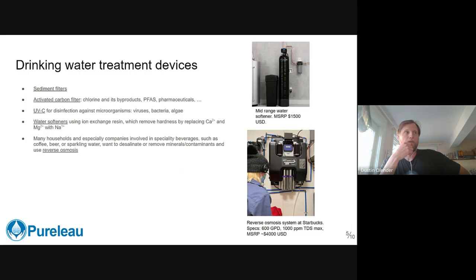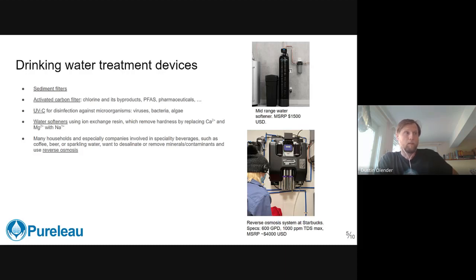Drinking water treatment devices. The basic way to treat the turbidity found in that Vancouver water is to use a sediment filter. They come in various sizes. Another technique is to use an activated carbon filter, which removes a lot of things, but I commonly hear people wanting to remove chlorine and essentially its byproducts. It'll also remove forever chemicals, pharmaceuticals, lots of things. So carbon filters and sediment filters are pretty common and often used together.